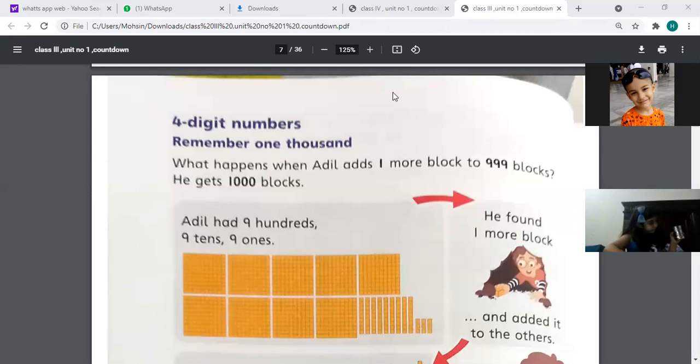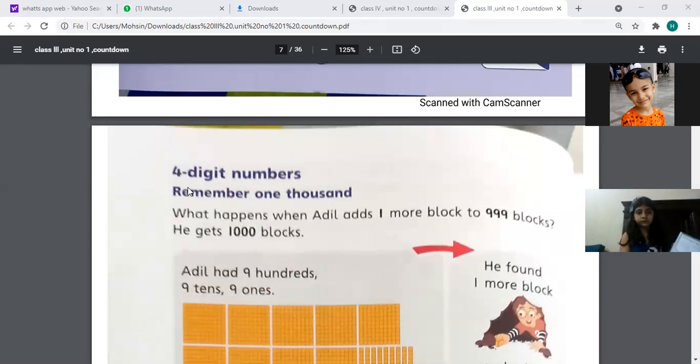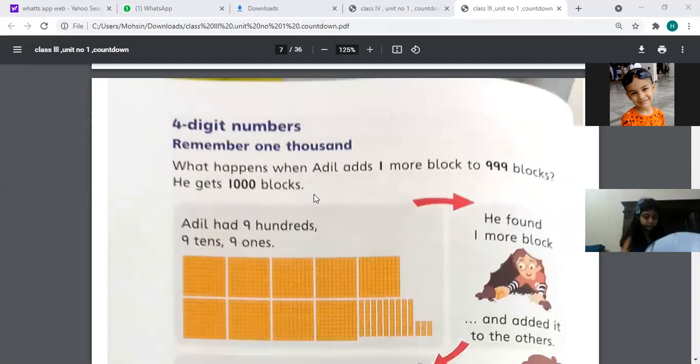Today we are going to do our new book, that is Countdown, book 3. Of this book, we are going to start from page number 6. On page number 6, what we have to do, 4-digit numbers. Remember 1000. 4-digit means that it becomes 1000.